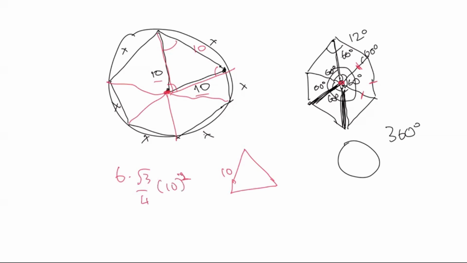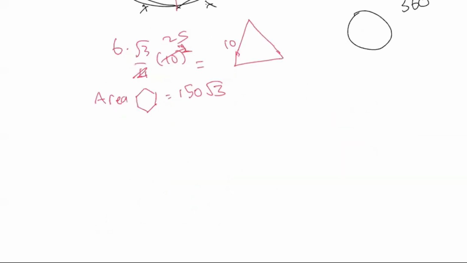Now this is only one half of the problem, so this is going to be 25, and so that's 150 root 3. So the area of the hexagon is 150 root 3. Now we need to find the area of the circle, or sorry, the area of the triangle.